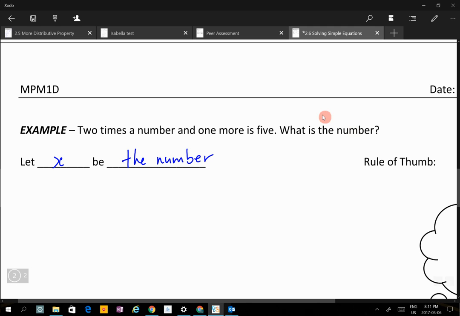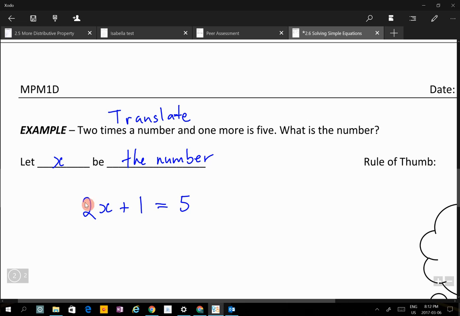Okay, so let's try to translate. You have to translate this statement into a mathematical expression. So 2 times a number. 2 times my number. My number is x. So 2 times x. And 1 more is 5. So I'm going to have plus 1. Is is like the word equal sign. So is equal to 5. Okay. There, what's the number?